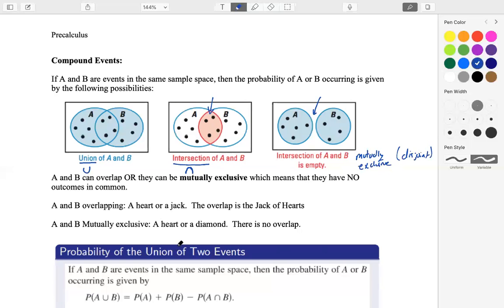Okay, so some examples, things that overlap or happen at the same time. A heart or a jack. Well, you can have a jack of hearts. You can have these at the same exact time, so that's why these overlap. Things that don't overlap, a heart or a diamond. Well, a heart can't be a diamond. There's no way these two things can be the same, so there is no overlap. So we have a probability.